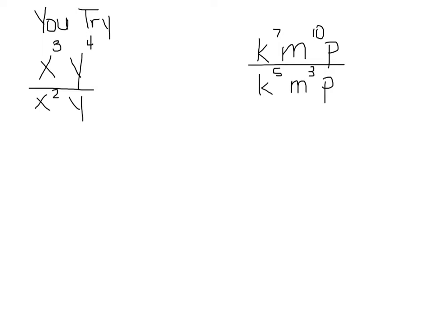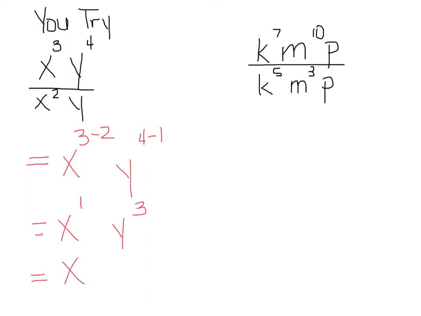Okay, let's look at our answers. According to the rule, and I'm going to use the rule with these, we subtract the exponents. So I would have x to the 3 minus 2, y to the 4 minus 1. My answer, hopefully you got this, x to the first power, y to the third power, which anytime you have an exponent of 1, you can just leave that as the variable by itself, x, y to the third.